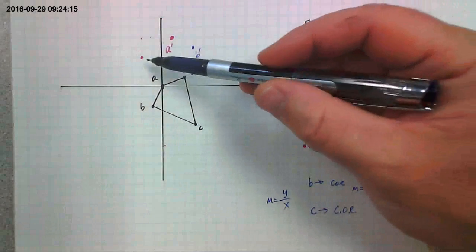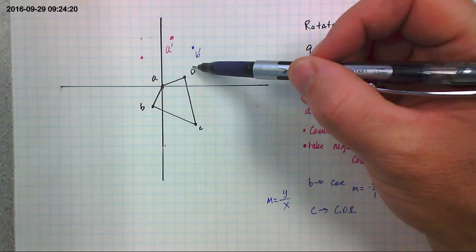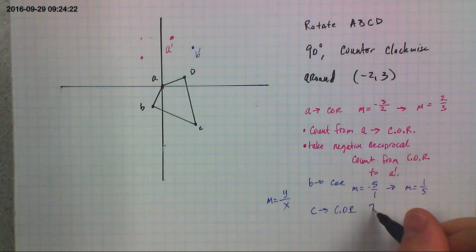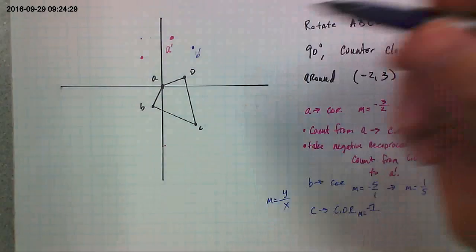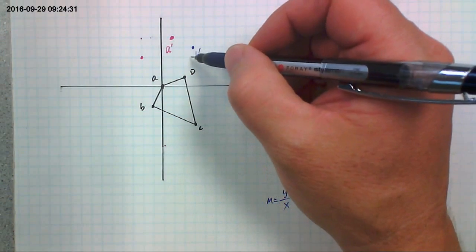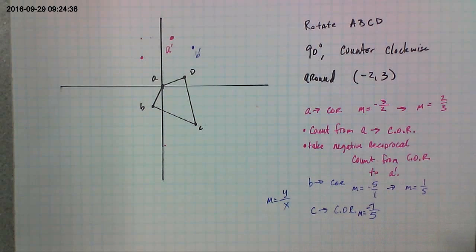Okay, so from C to here, 1, 2, 3, 4, 5, 6, 7. Right? So the slope is going to be -7 because it's a negative slope, right? 7, and then going to the right, 1, 2, 3, 4, 5. Yeah? So by counting the slope this way, we actually have the slope and we have the distance, because we have to be the same distance after we rotate. So our new slope is going to be 5/7.